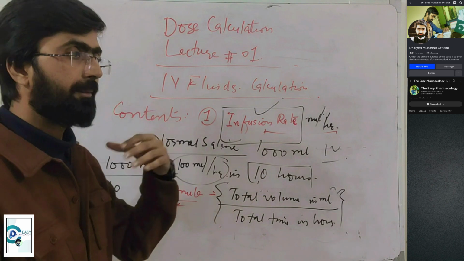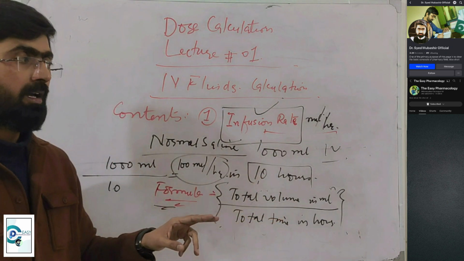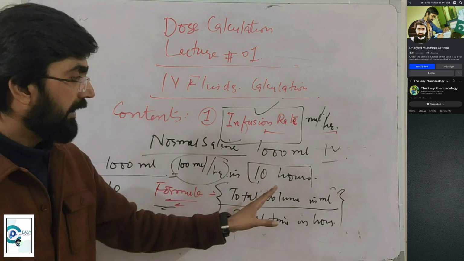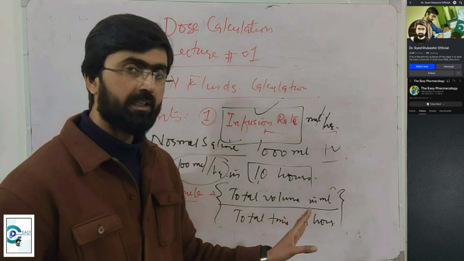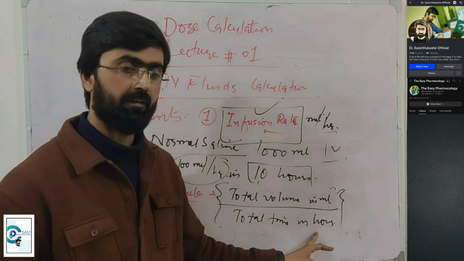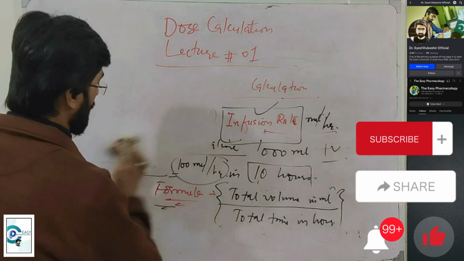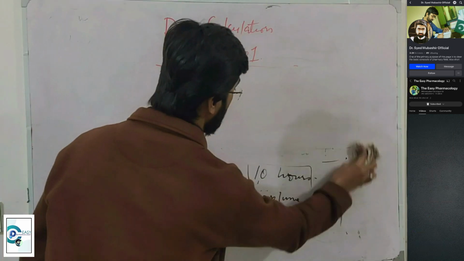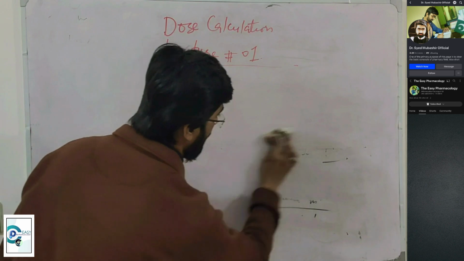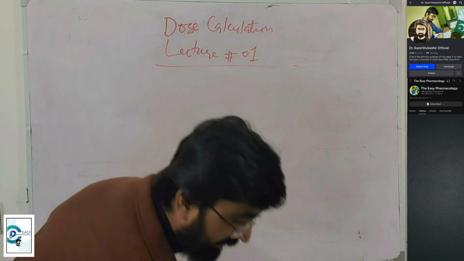You should memorize this formula. How to calculate the infusion rate? Total volume in ml divided by total time in hours. This is necessary, the total time in hours. Okay. After that, what should we know? That is the drip factor.